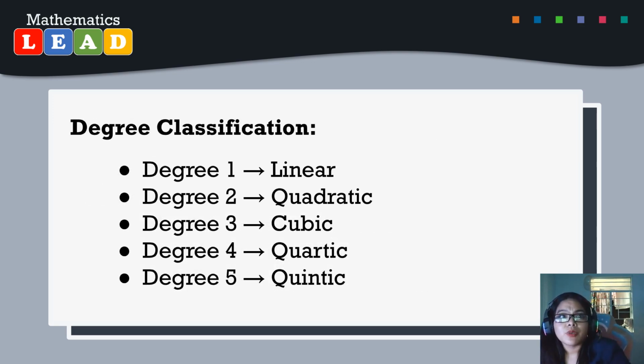Each degree also has a special name. Degree 1 is linear. Degree 2 is quadratic. Degree 3 is cubic. Degree 4 is quartic. And degree 5 is quintic.